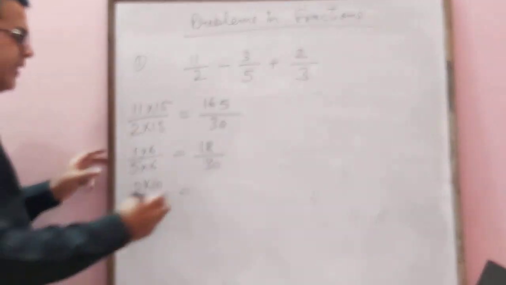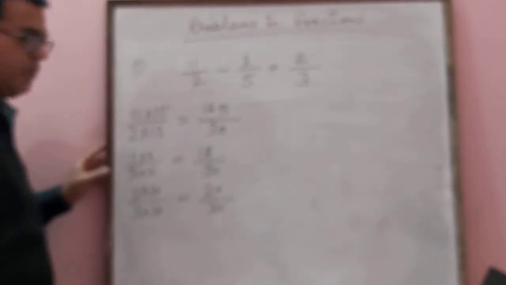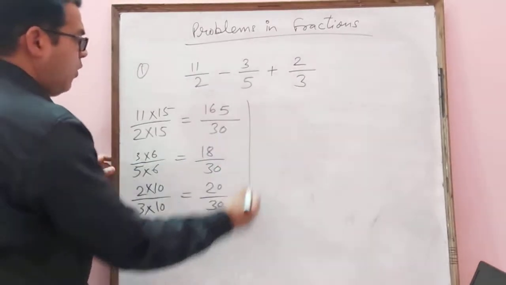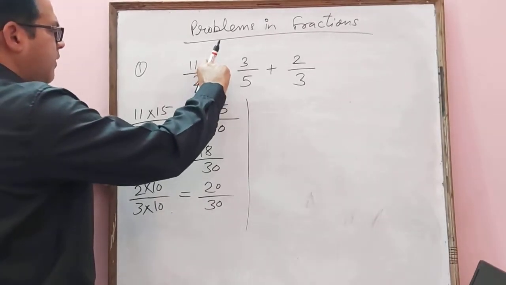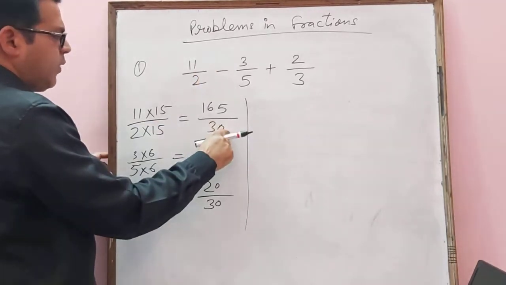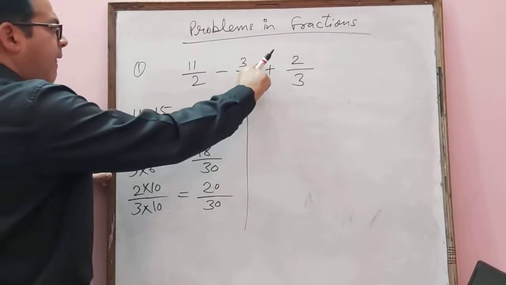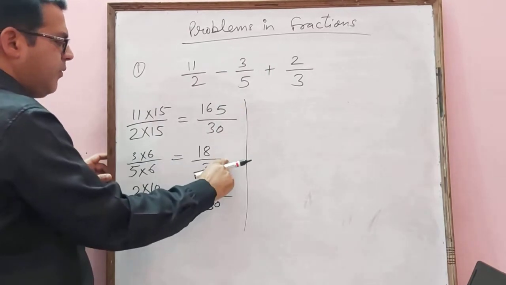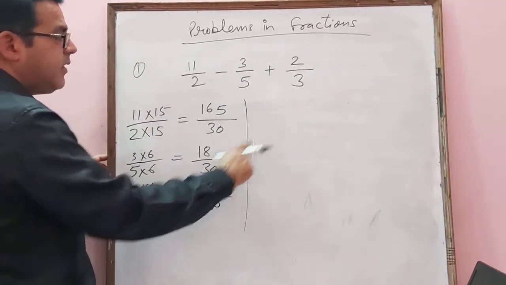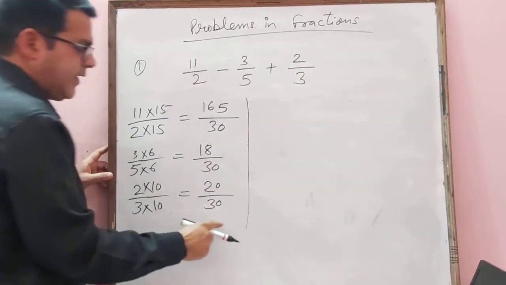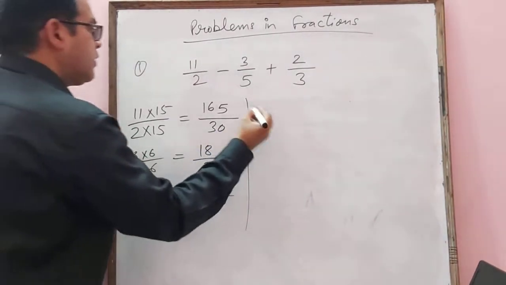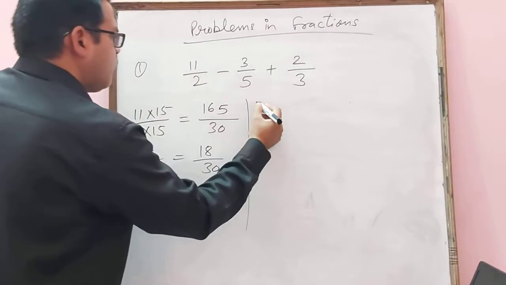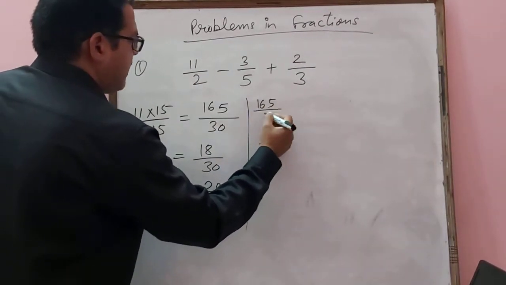Now 2 tens are 20, we can write here 20, and 3 tens are 30 we can write. So the equivalent fraction for 11 by 2 is 165 by 30. For 3 by 5 we can write 18 by 30. For 2 by 3 we can write 20 by 30. So in the place of 11 by 2 we can write 165 by 30.